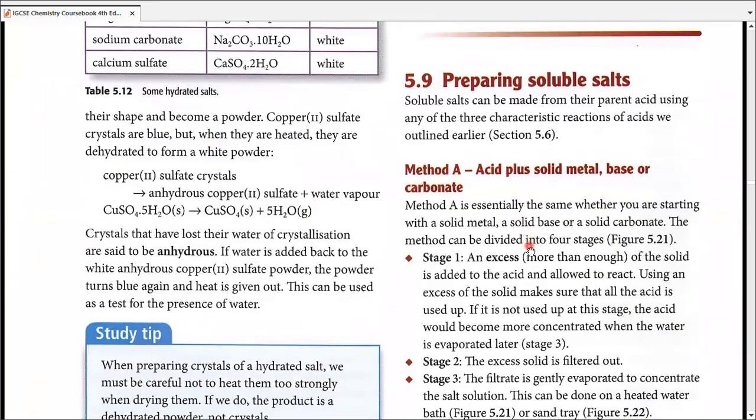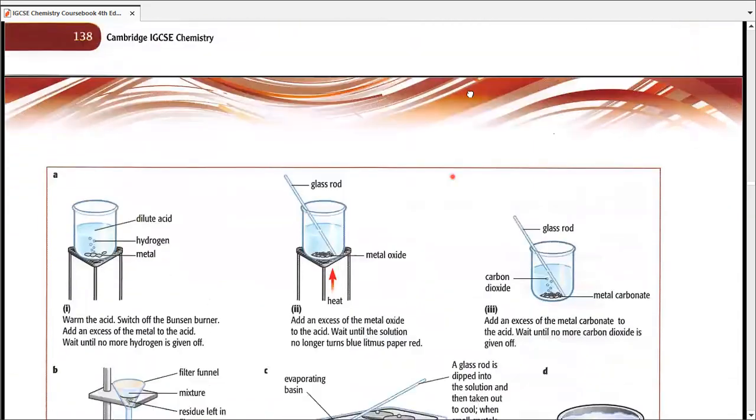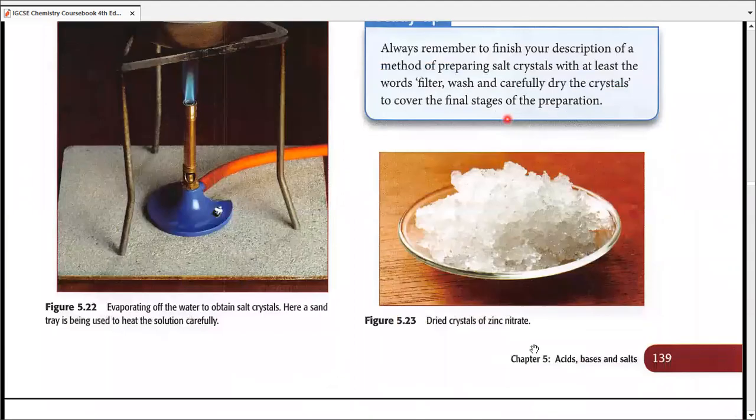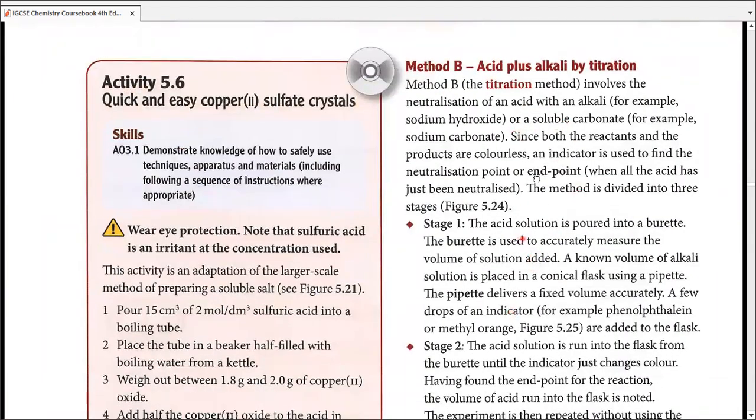Now, since we are talking about salts being soluble and insoluble, preparing soluble salts will definitely have different techniques. So this 5.9 is all about preparing soluble salts, which is bifurcated into two methods, as you can see a heading right below it for method A. If I move on a couple of pages to page 140, you'll see method B.